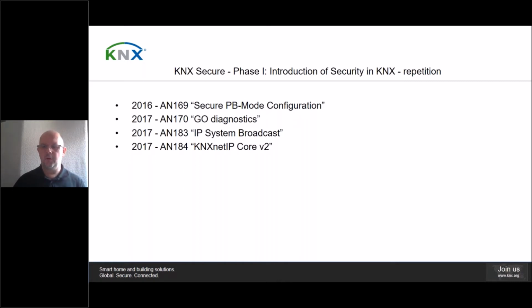KNX IP Core version 2. That was application note 148. This introduces TCP. As for secure unicast connections, KNX IP tunneling and KNX IP device management, it is important that the packet order is maintained, because packets, remember, with the wrong sequence number will be rejected. Additionally, this application note introduces a new search request extended, which allows limiting the responses to devices in programming mode or the devices with a given MAC address.